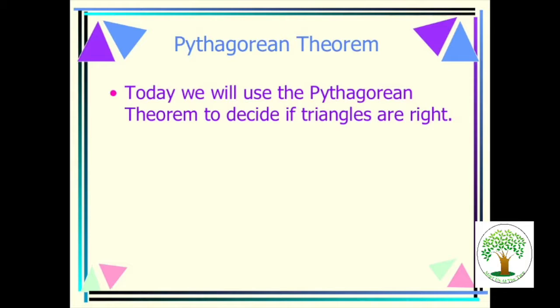Well, now we're going to go backwards. Today we're going to use the Pythagorean theorem to decide if we have a right triangle at all. So instead of saying if it's right, then a squared plus b squared equals c squared, we're going to look at a squared plus b squared equals c squared and see if it's right. Okay? So here we go.